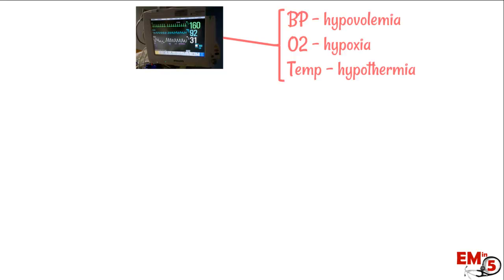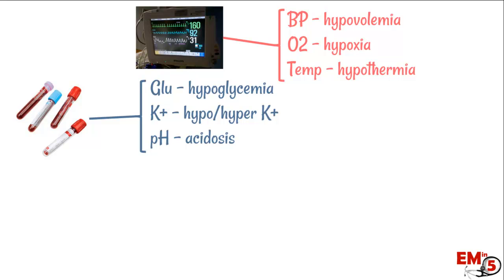Good. So you're going to try to get a blood pressure. That would be hypovolemia. O2 is going to indicate hypoxia. And make sure you get a temperature, a really important vital sign to look for hypothermia. Okay, now we're going to obviously draw some labs. What kind of things are we looking for in the labs that were on the H's and T's list? Good. So we have glucose, so we're going to get a point of care. We're going to look for hypo- or hyperkalemia. And also make sure you get a VBG or ABG to get a pH, which would indicate acidosis.